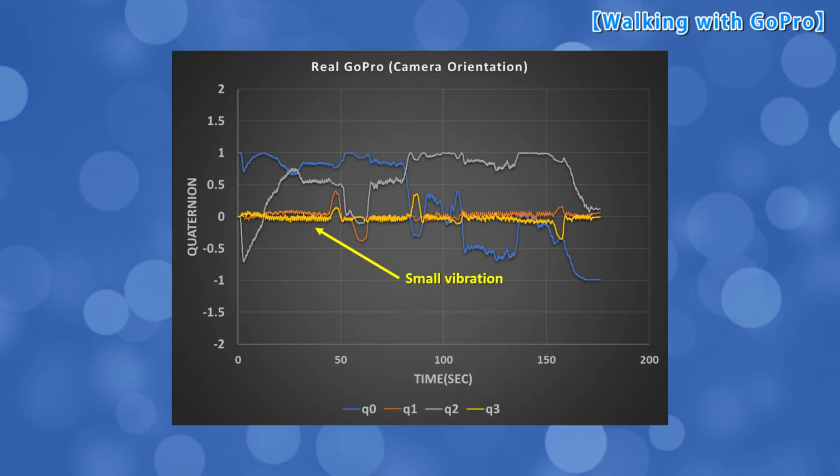This graph shows the quaternion of real GoPro, camera orientation of the video at the beginning. Vertical axis is the 4 elements of the quaternion. Horizontal axis is elapsed time of the video. Its unit is seconds. You can see small vibration on the line. It's due to camera shake.